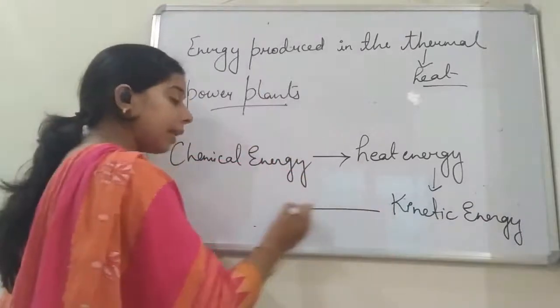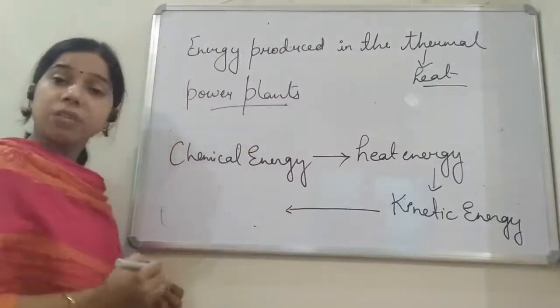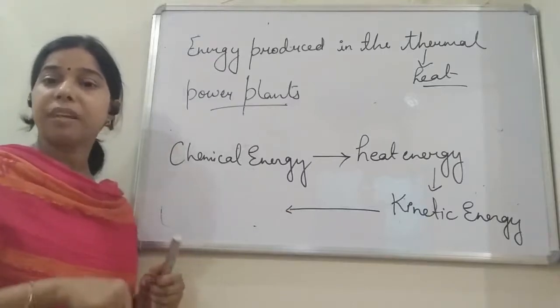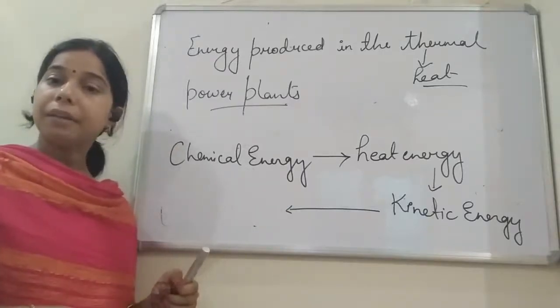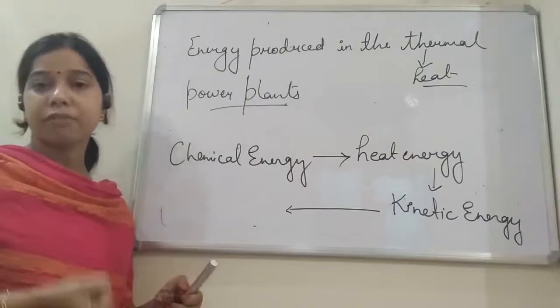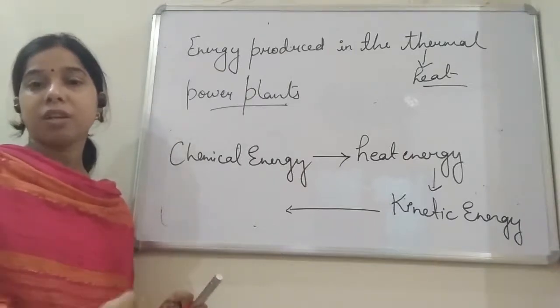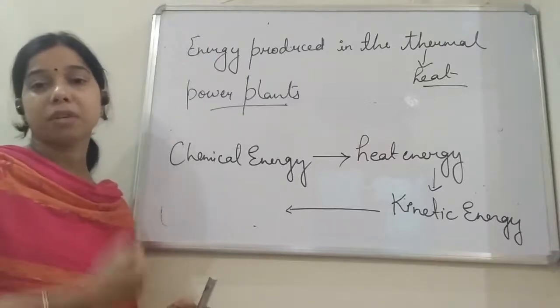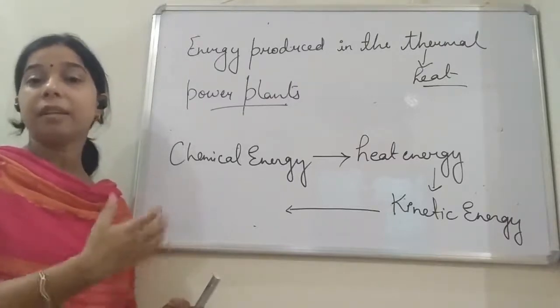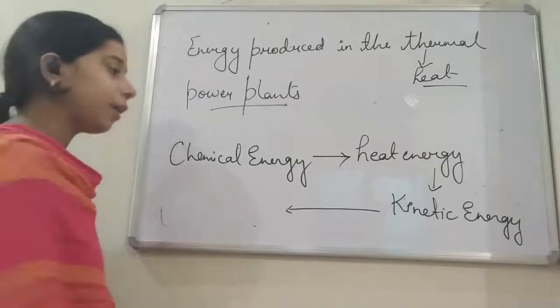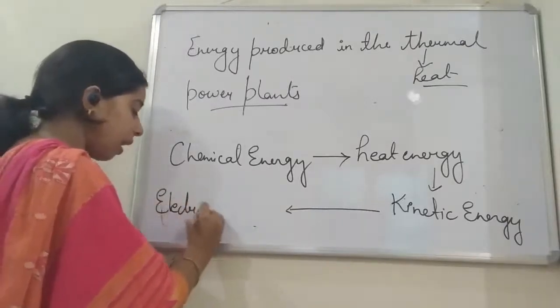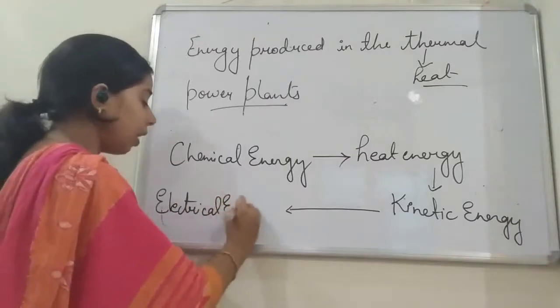Now the turbine shaft is attached to the electric generator, and the movement of the shaft helps in moving the electric generator, and thus the generator helps in generating electricity. So due to kinetic energy, another kind of energy is generated, and that is known as electrical energy.